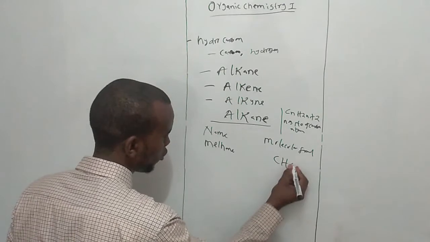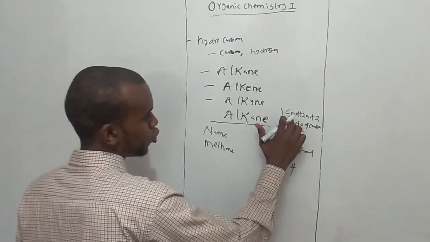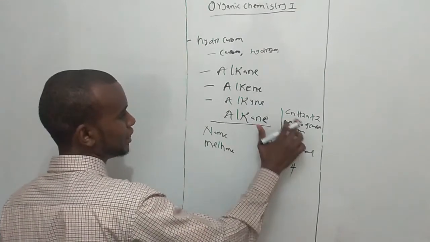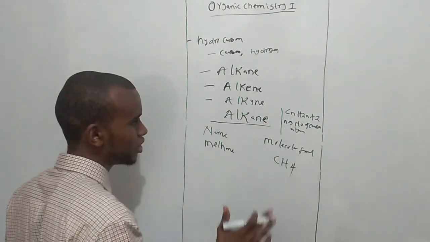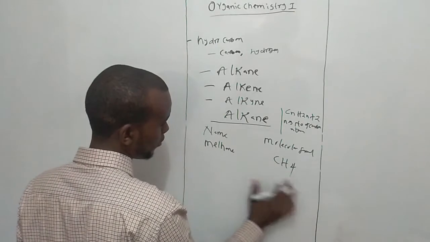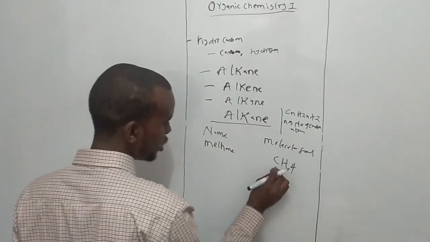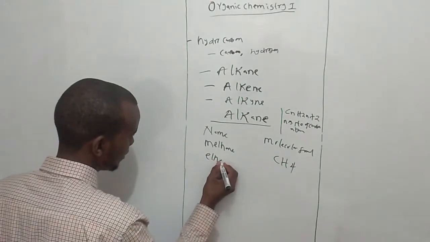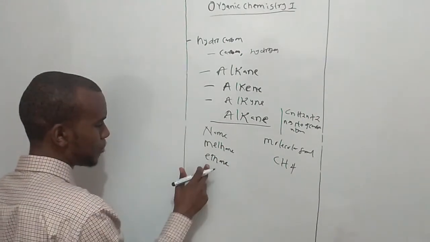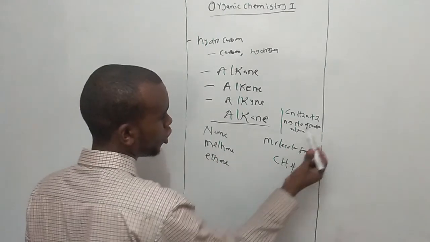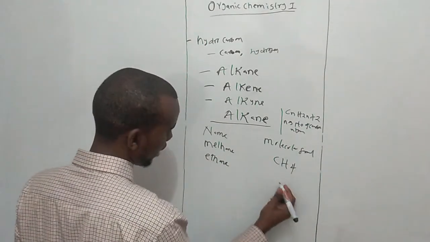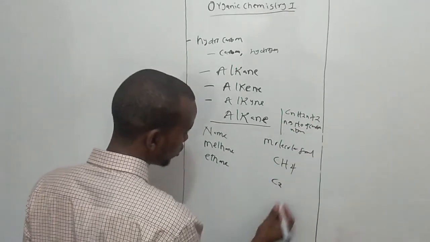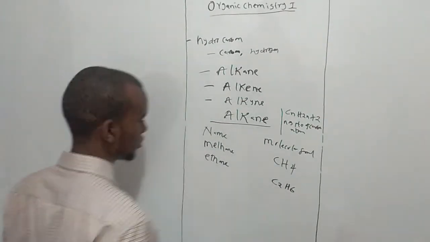is CH4. Since n is 1, the number of carbon atoms here is 1. 1 times 2, that is still 2. 2 plus 2, 4. That's why we have H4. There's no need to write C1, so it's CH4. If we take the next, is ethane. The number of carbon atoms in ethane is 2. So we have C2, H, 2 times 2, that is 4. 4 plus 2, 6. So we'll have H6.